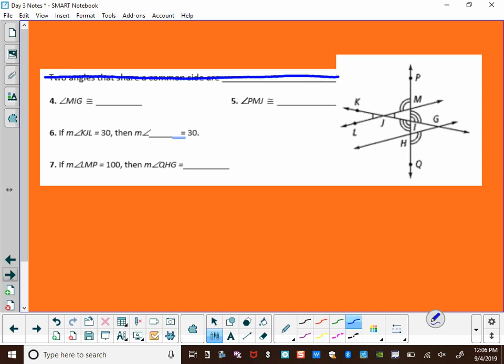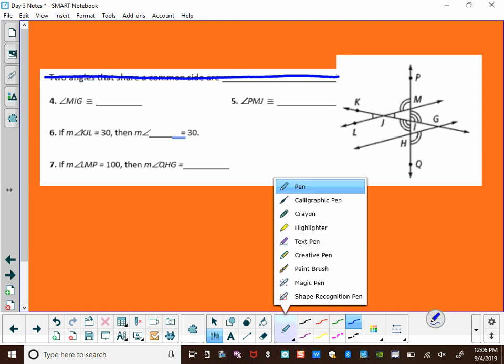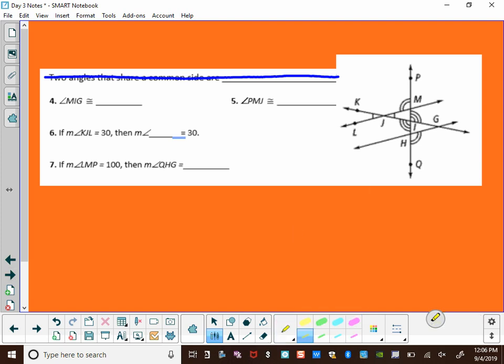Alright, look at this picture. It's kind of confusing, it's kind of a lot to do at once, but we're just going to jump right in. Number 4 says angle MIG, so I'm going to highlight that. I'm going to look for M. Looks like it's here.